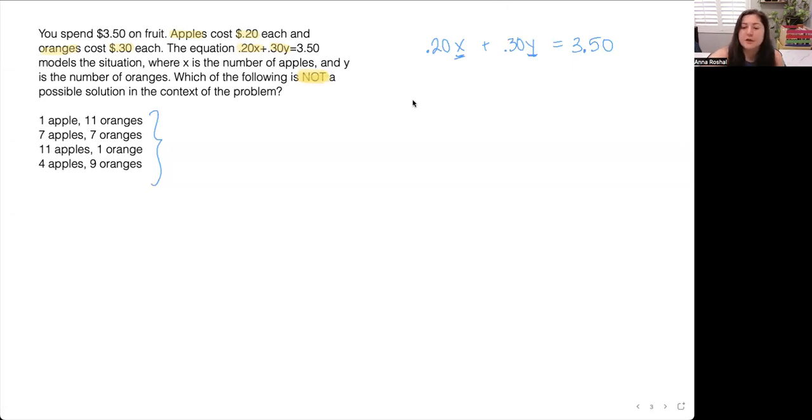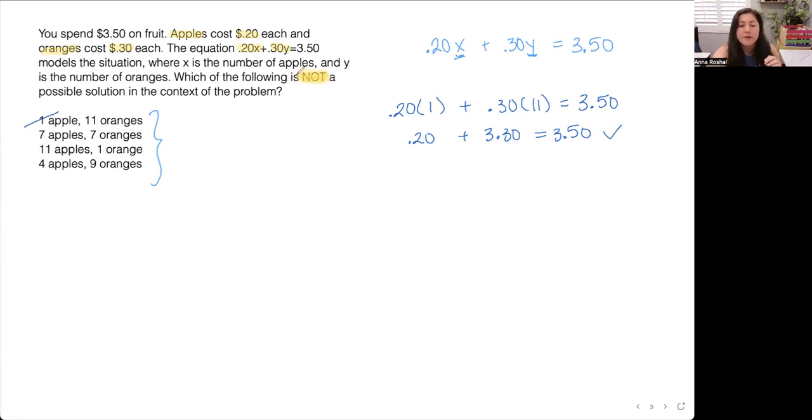So let's start with the first one. So the first one says I have 0.20 times 1 apple plus 0.30 times 11. Does that equal $3.50? So this is going to be 20 cents plus $3.30. And does that equal $3.50? Yes, this is true. So this is not a good answer choice because it does follow the story of the problem, right? The story problem, whatever it's called. And we're looking for something that does not. So that is not a good choice.